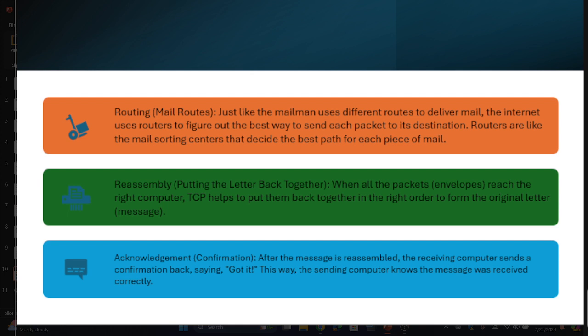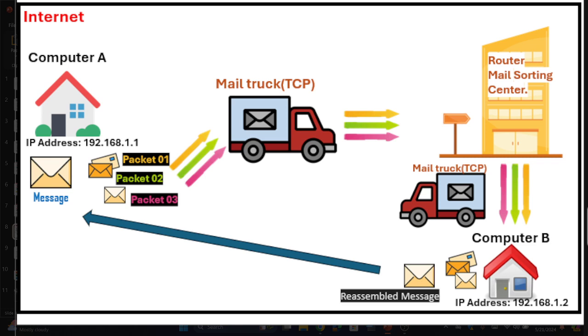So, TCP/IP is like a system that makes sure your letter gets from your house to the right house in the right order and safely. The IP address tells where to go. The packets carry the pieces of the message. TCP makes sure everything is delivered properly, and routers help find the best path to take. I hope you will understand this part.